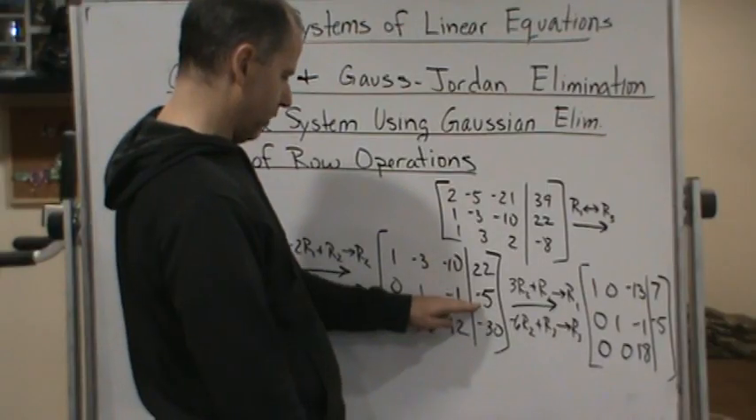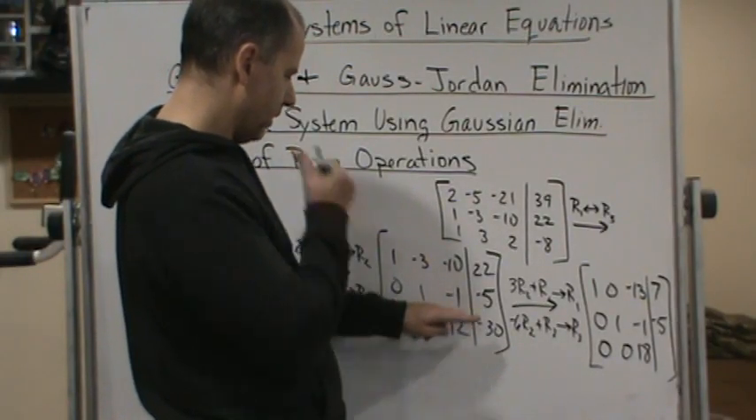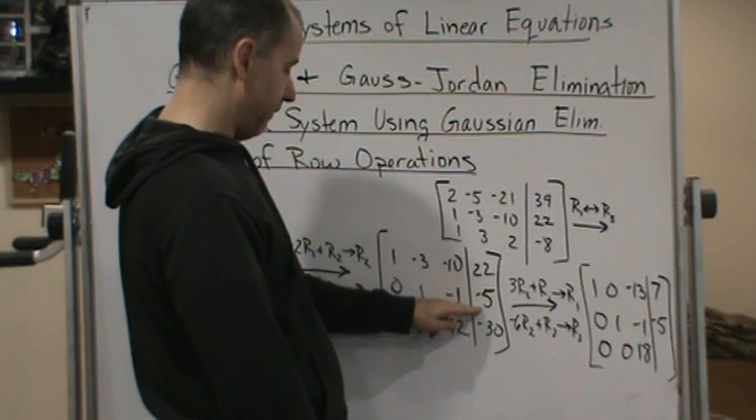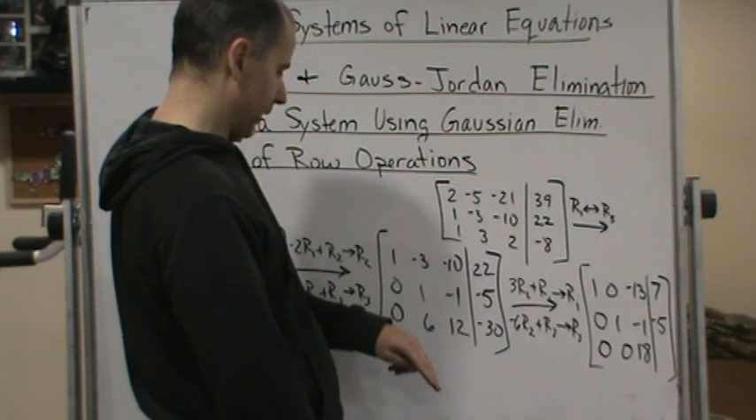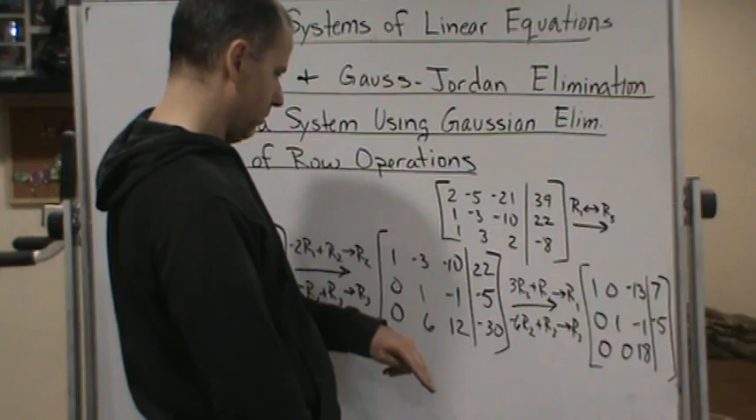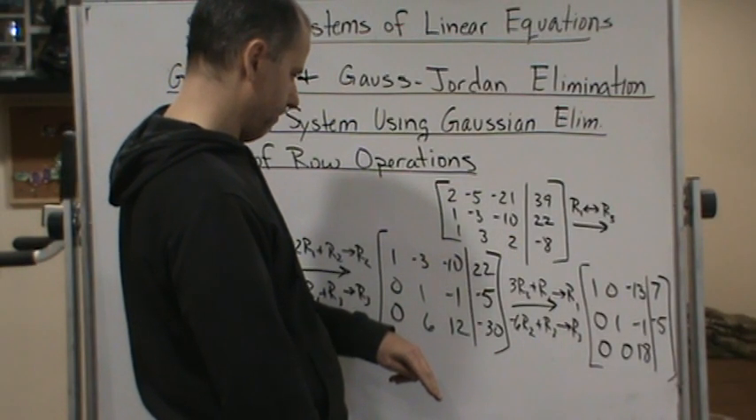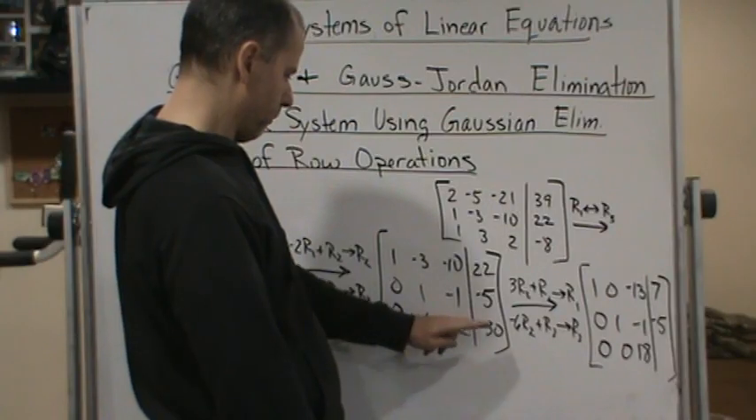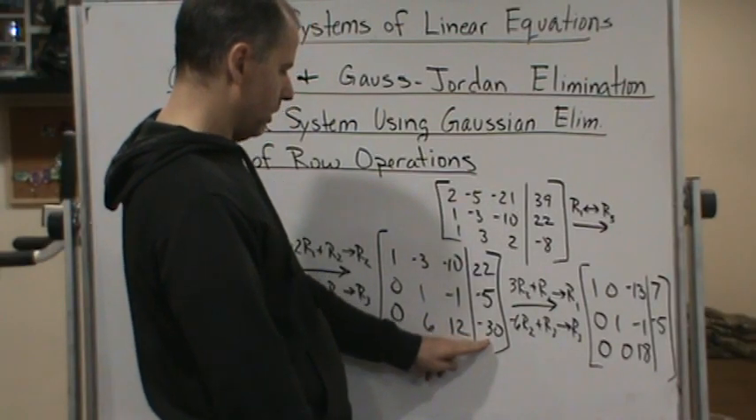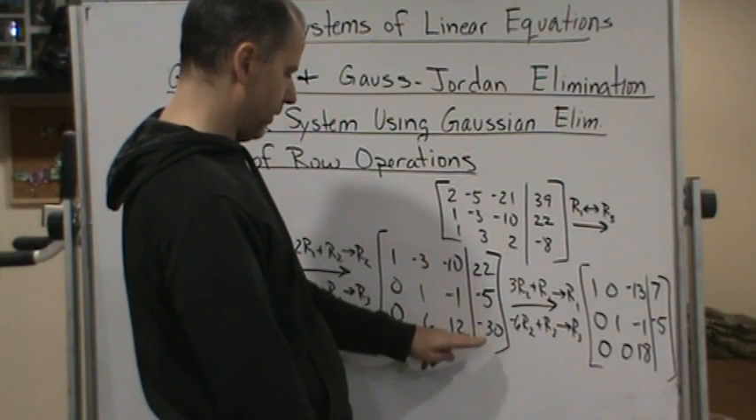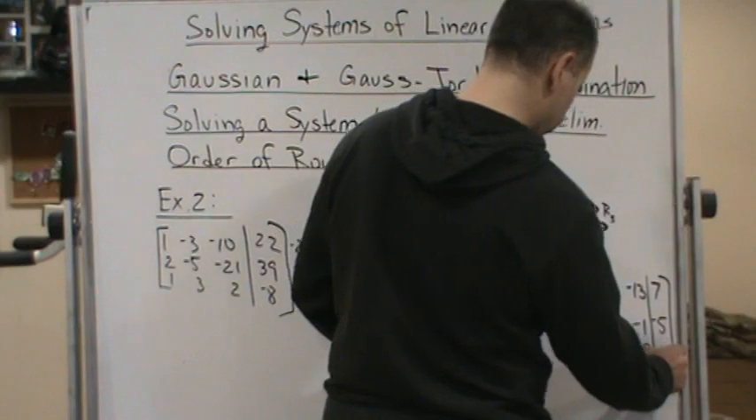And then we're going to take what? Negative 6 times negative 5 is 30. Right? And we get 0, right? So negative 6 times negative 5 is 30, plus negative 30 is 0.